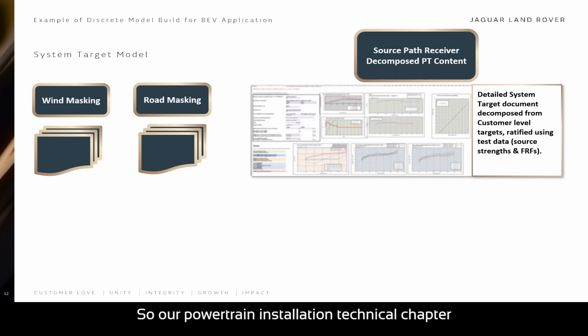Our powertrain installation technical chapter within vehicle NVH create quite concise and detailed target documents where the customer level contributions are broken down into airborne and structure-borne content, and each of those are then subsequently broken down further into source strength and transfer functions. So ATFs and radiated noise versus your structure-borne content where your NTFs are broken down and powertrain forcing.